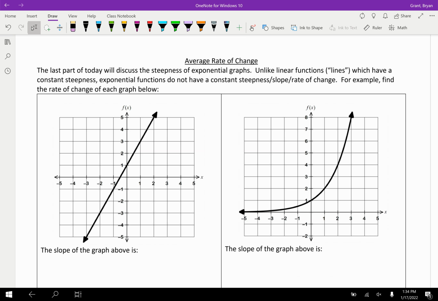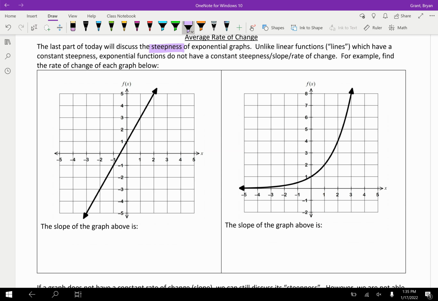Now, we haven't discussed average rate of change yet this year. So before we get into that, we're just going to start discussing the steepness of exponential graphs. We've discussed steepness before, right? Steepness, or in math we call that the slope or the rate of change, literally gives a number to how steep your graph is.